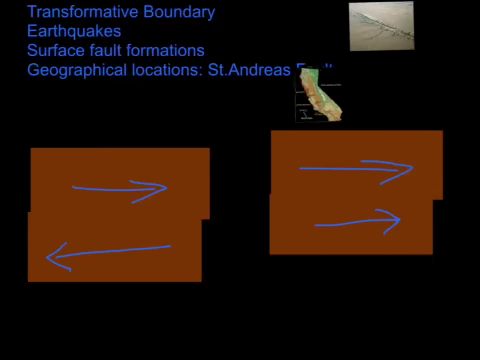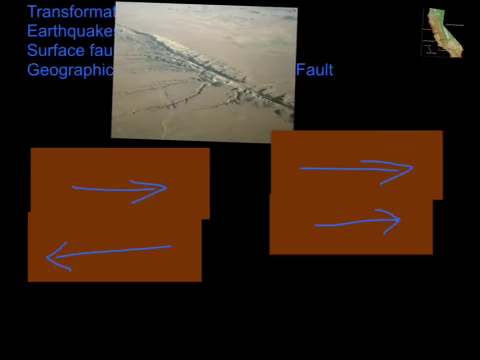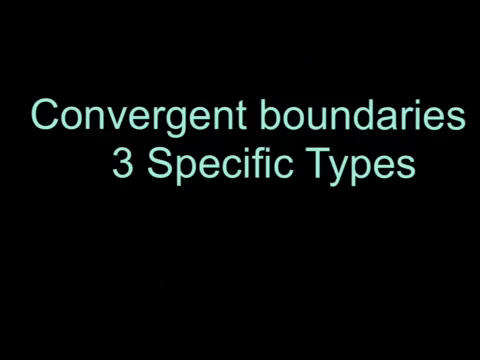One of the main geographical locations that is noted with transform boundaries is the San Andreas Fault in the western part of California, right here. And a close-up of this fault shows that the plates are moving past each other and leaving huge cracks in the Earth's surface, which makes us know that this is a transform boundary.